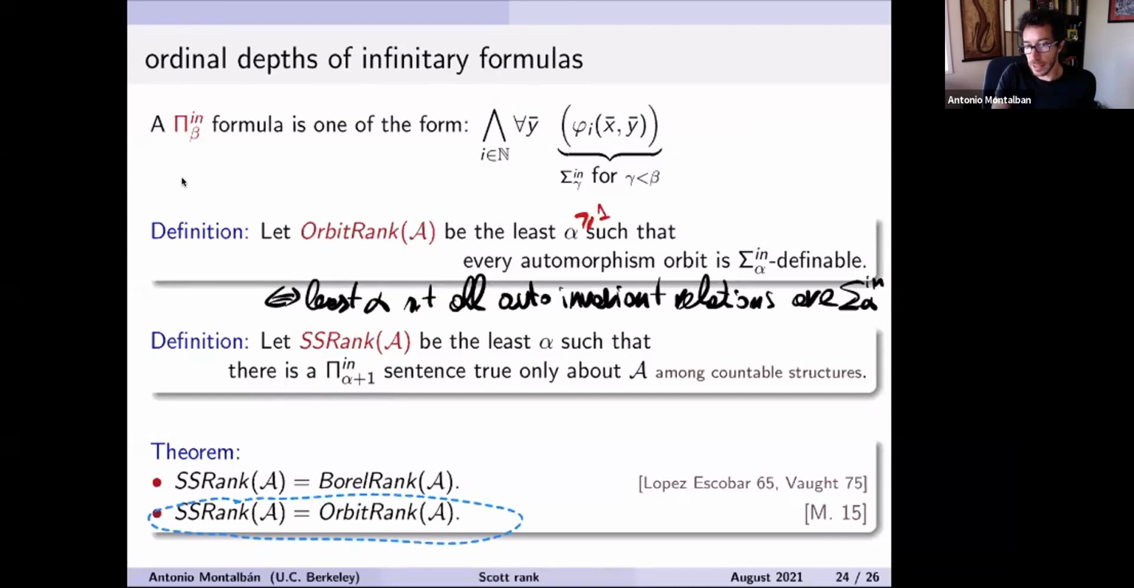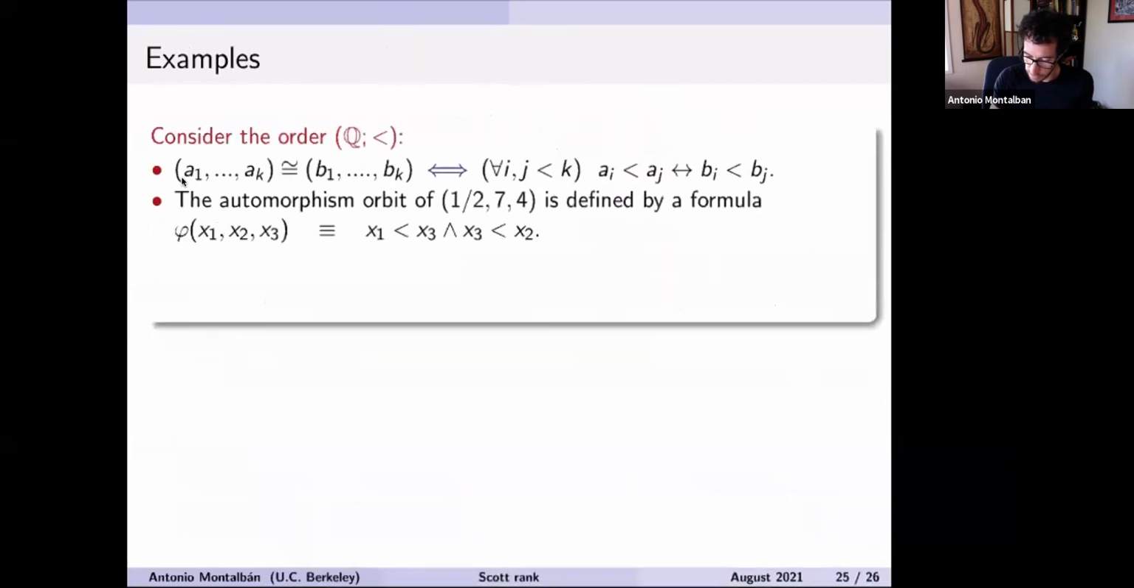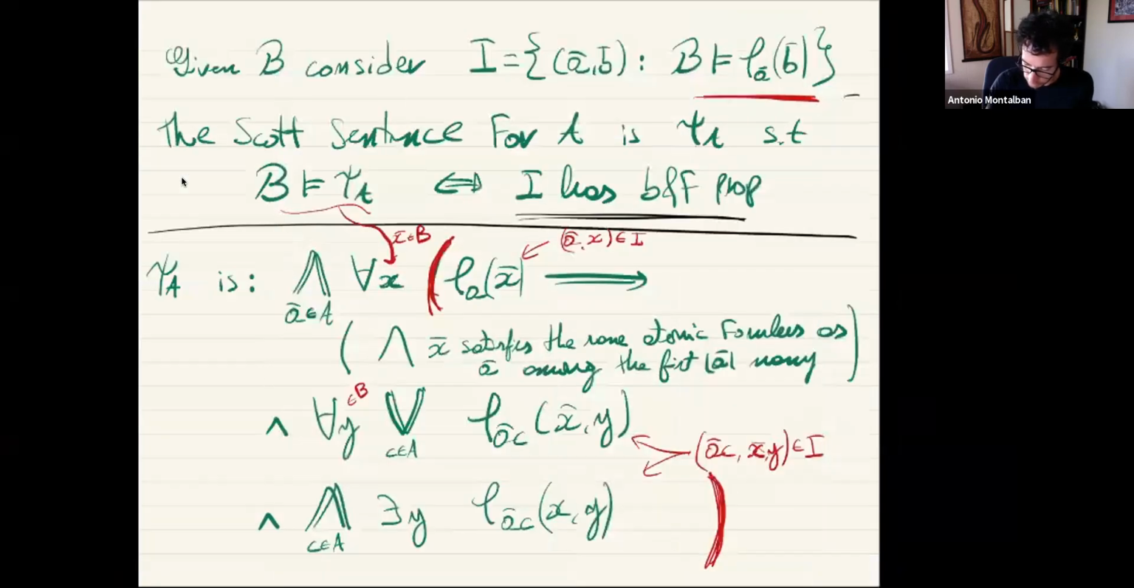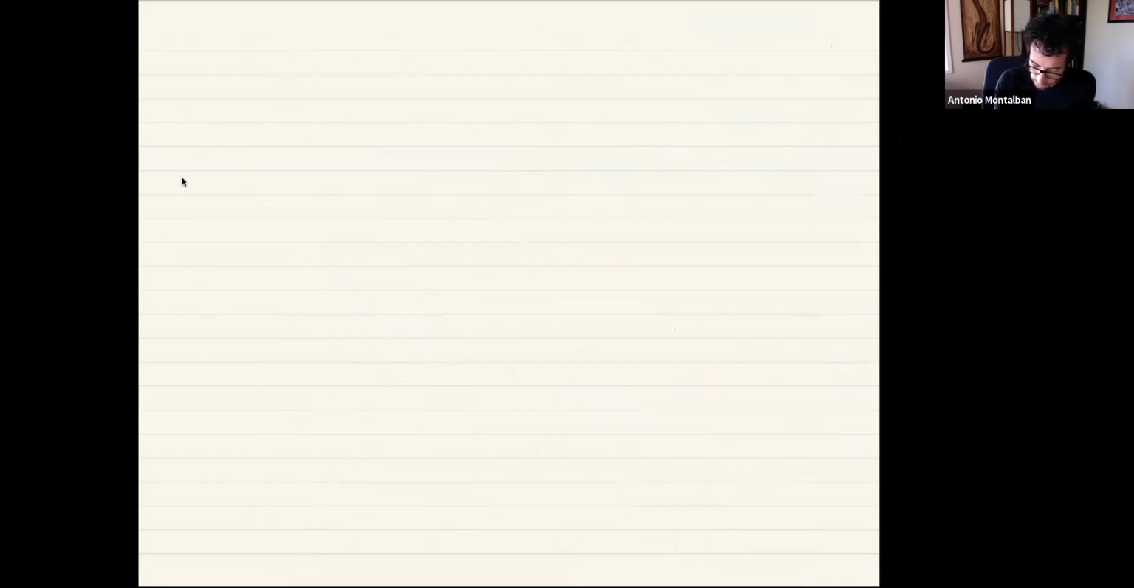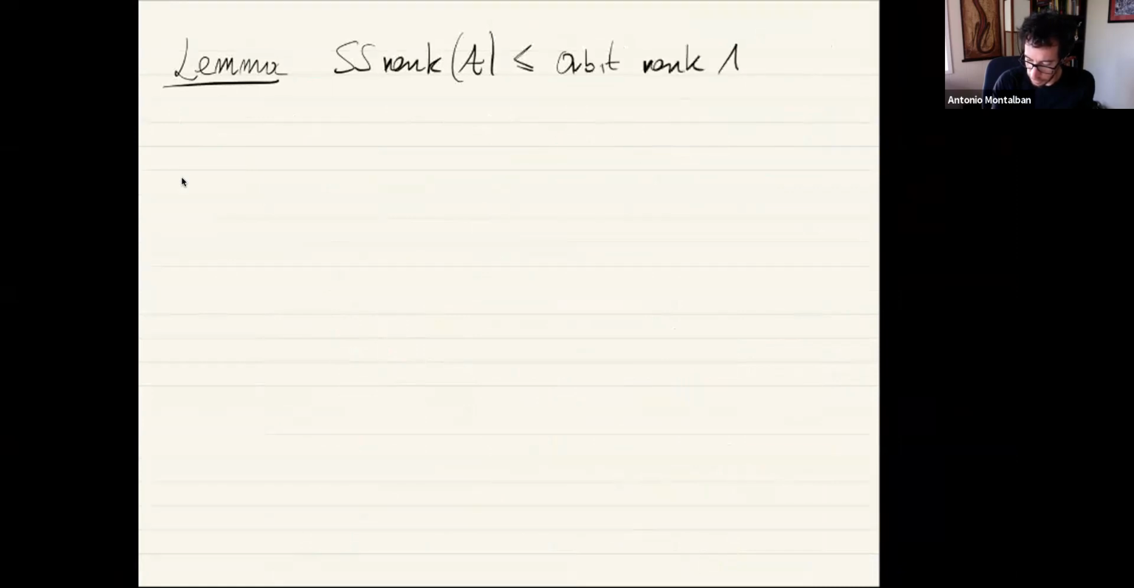So what's easy is to show the less than or equal. And the other one is going to take some work. Okay, so let's do that. Lemma: the Scott sentence rank of A is less than or equal to the orbit rank of A.